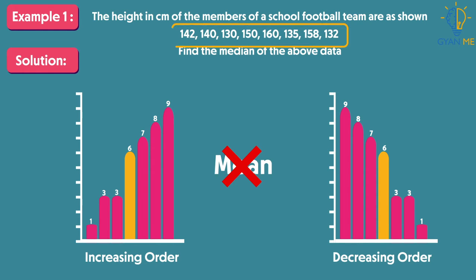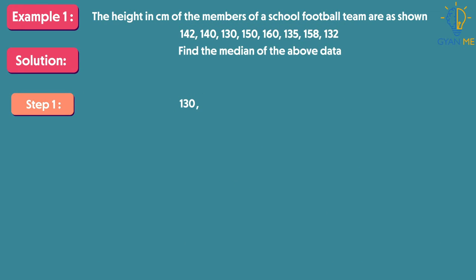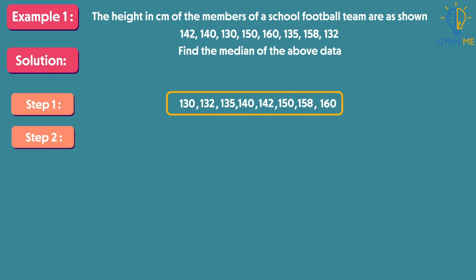And as you can observe, the given data is not in its increasing order. So first, arrange the data items, that is observations, in ascending order. And by doing so, we get, as you can see. Now students, count the number of observations we have. Yes, we find that n is equal to 8, which is even.